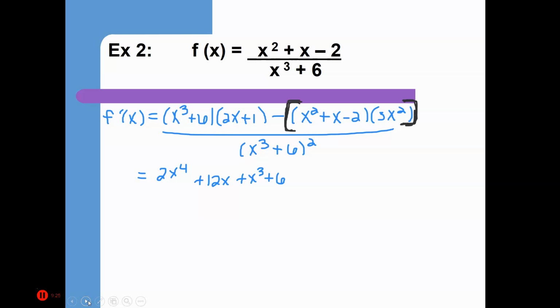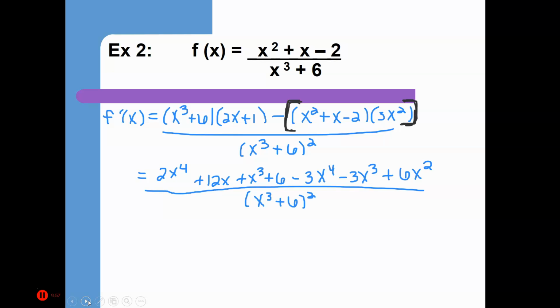So that's a negative 3 times x squared, so you get negative 3x to the 4th. Negative 3 times x gives negative 3x cubed. And that negative times the negative with the 3 and the 2 become positive 6x squared, all over x cubed plus 6 quantity squared.